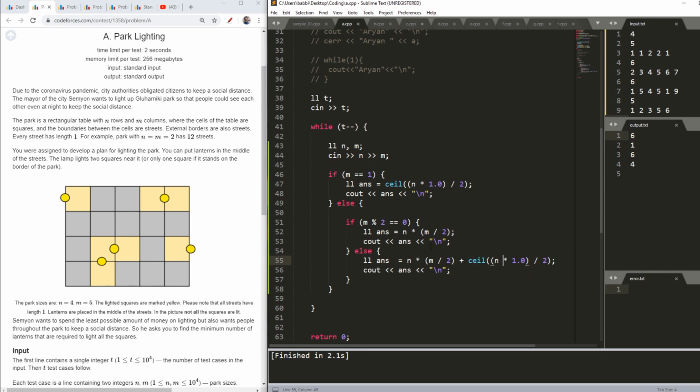Now you can merge these statements into one by only writing into m minus m by 2. Sorry, m minus m by 2. So no worries, you can write it like this also. From this you will get the answer, how many minimum number of street lamps are required.